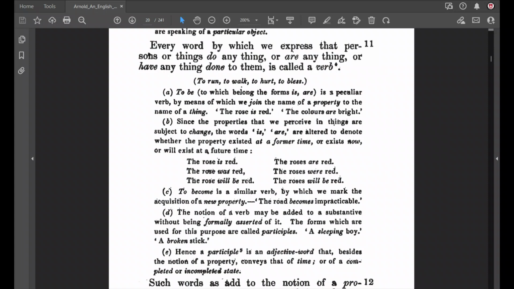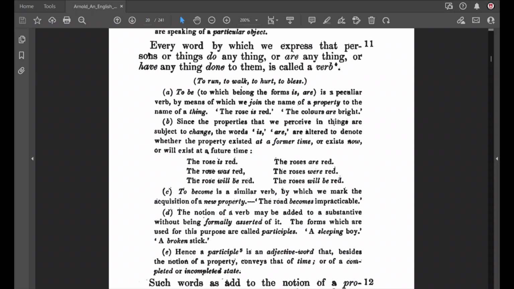We said that adjective nouns or adjective words are words that can be added to substantives. Adjective nouns can be added to substantives, and participles are another part of speech that can be added to substantives. And we'll see what they are in a little bit. We see two examples of participles there in note D under paragraph 11. We see a sleeping boy. Sleeping is an example of a participle.